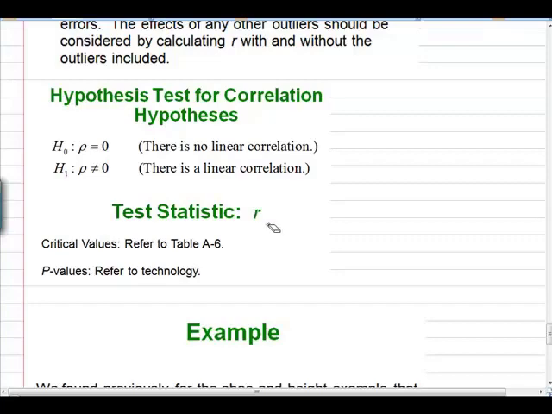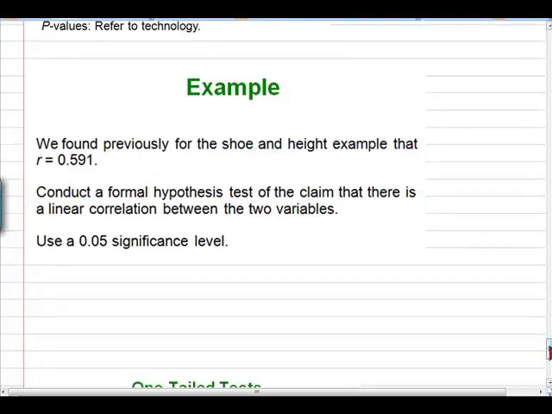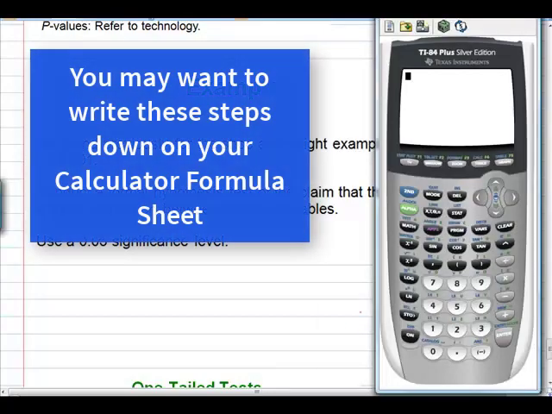The test statistic that we use here is R, and we're going to use technology to give us p-values as opposed to finding critical values. I think it's just easier to compare the p-values. So for example, we found previously for the shoes and heights example that R is equal to 0.591. Conduct a formal hypothesis test of the claim that there is a linear correlation between the two variables. Use a 0.05 significance level. What I'm going to do now is show you how to do that test on your calculator.